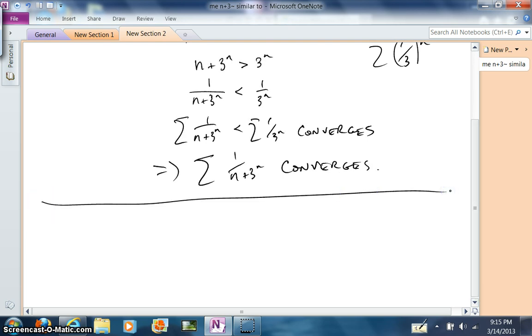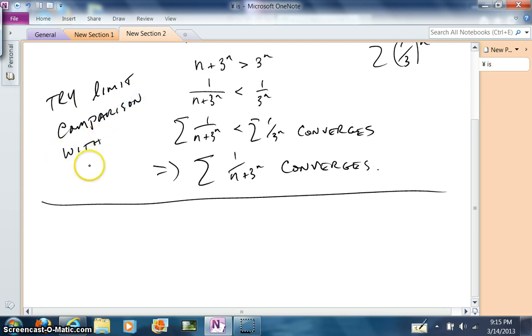You could also do limit comparison, if you're so inclined, with 1 over 3 to the n. We'll use L'Hopital's rule for that. Okay, number 2.